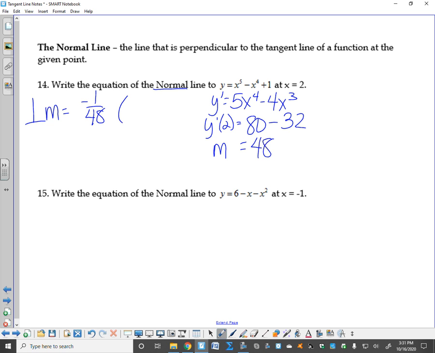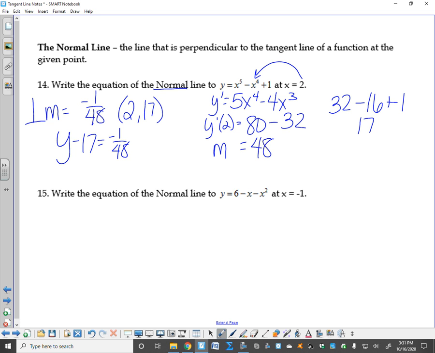The other thing I need is a point. The only thing I have is an x value, so I need to find the y value. So I'm going to plug a 2 into here. 2 to the 5th is 32. 2 to the 4th is 16. So that gives me 17. So y minus y equals m times x minus x. So same process, you just have to do the perpendicular.